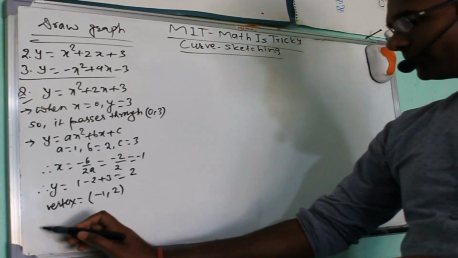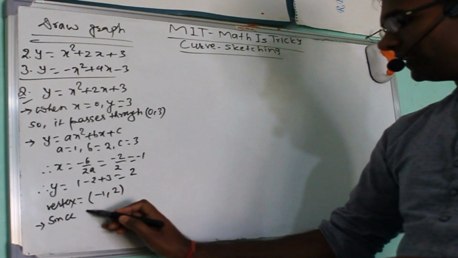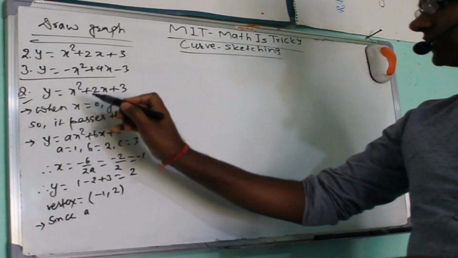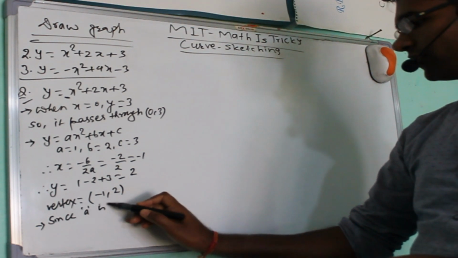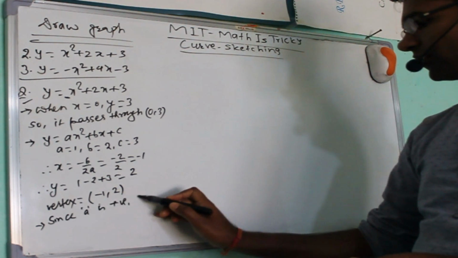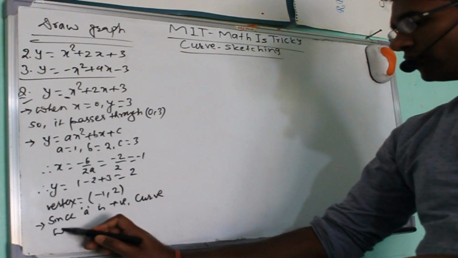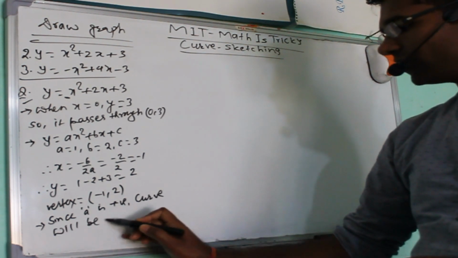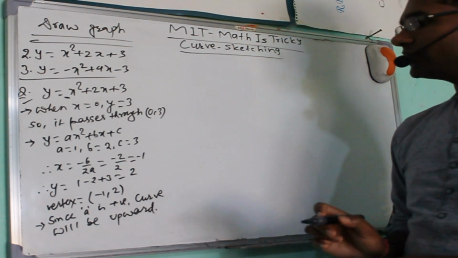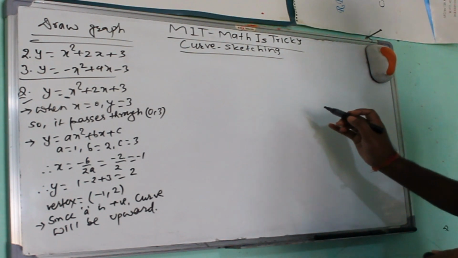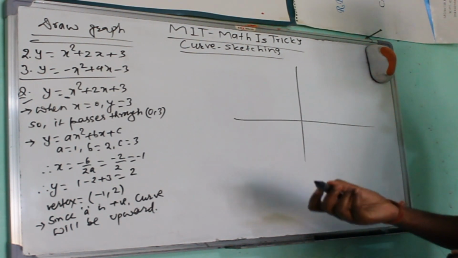Okay. So now next point, since a, the coefficient of x square, see here x square is positive, the curve will be upward. Okay. Now let's put these points, and then I'll share the ideas based on this.